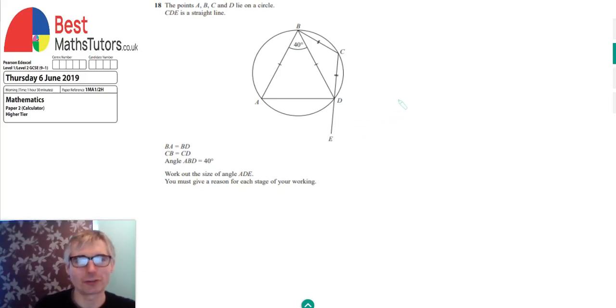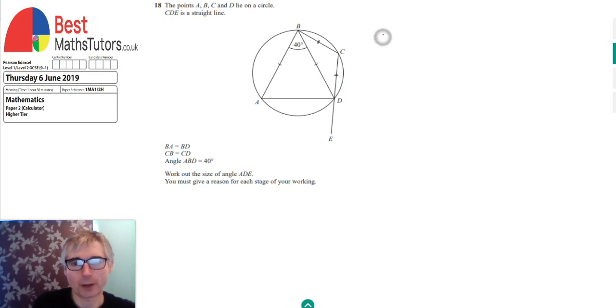I'm continuing to go through the Edexcel Higher 2 paper from 2019, and this is paper 2, and we're on question 18. So this is a question about angles within a circle, and what we've got is an isosceles triangle ABD, and we've also got another isosceles triangle BCD. And together they form a cyclic quadrilateral as well. So ABCD is actually a cyclic quadrilateral.